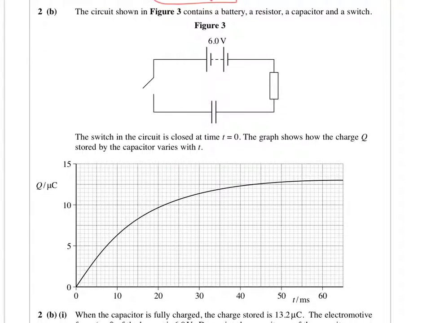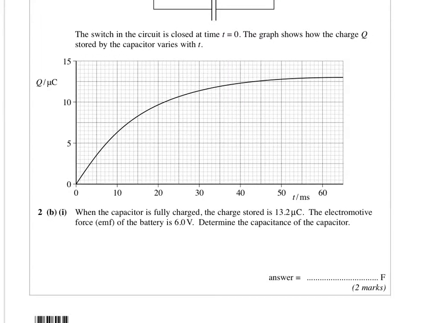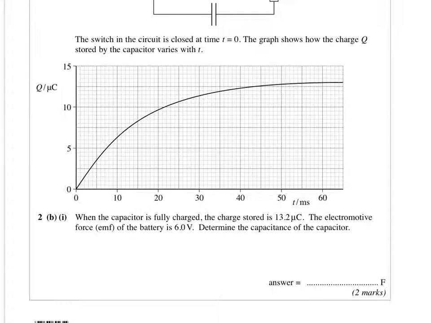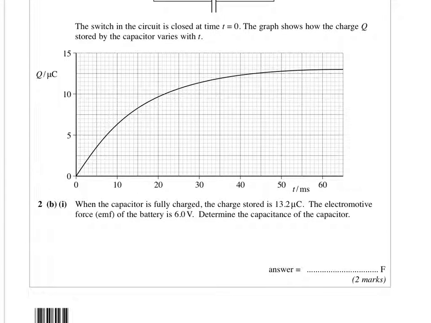So we've got a circuit. We've got a charging EMF source, a resistance, a capacitor, and a switch. The switch is closed. The graph shows how the charge stored by the capacitor varies with t. The capacitor is fully charged. The charge stored is 13.2 microcoulombs. The electromotive force of the battery is 6.0 volts. Determine the capacitance of the capacitor.